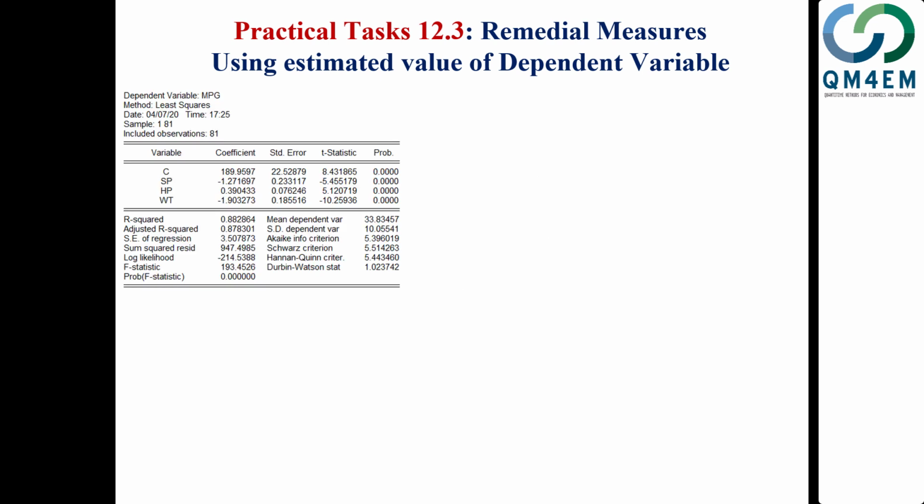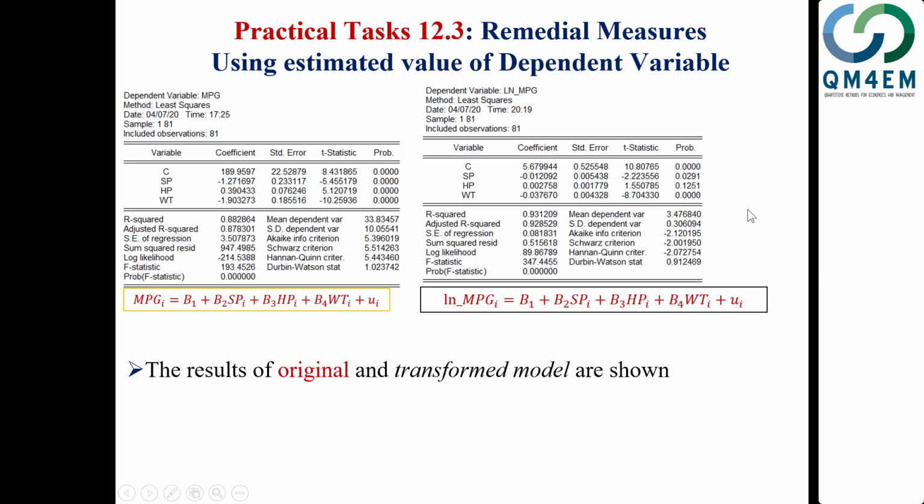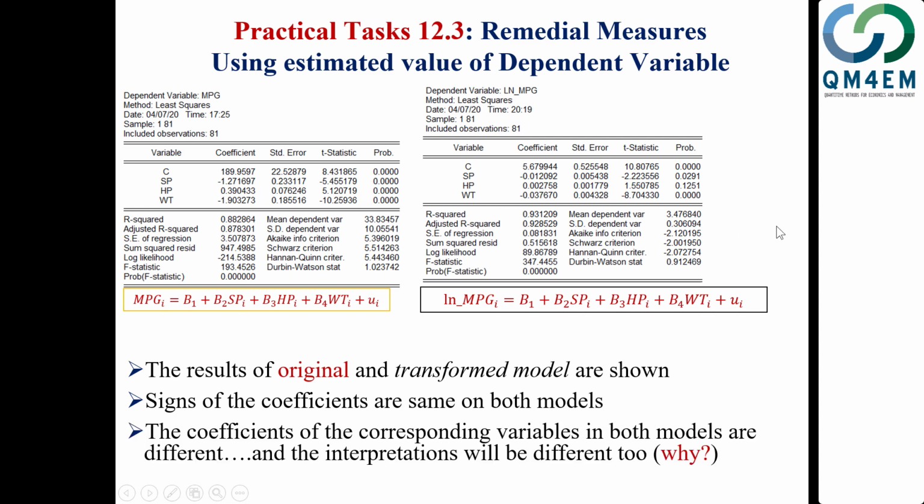So this was the 12.3 task's output. This was the original model, mileage per gallon being regressed on the constant and explanatory variables. This is the output of the regression with the log of the dependent variable regressed on the original model. Now, if we compare the results, the signs of the coefficients are the same in both models, but the coefficients of both models are not comparable, and the interpretation of the two is different as well. I have written here why, and you should have the answer before I tell you.